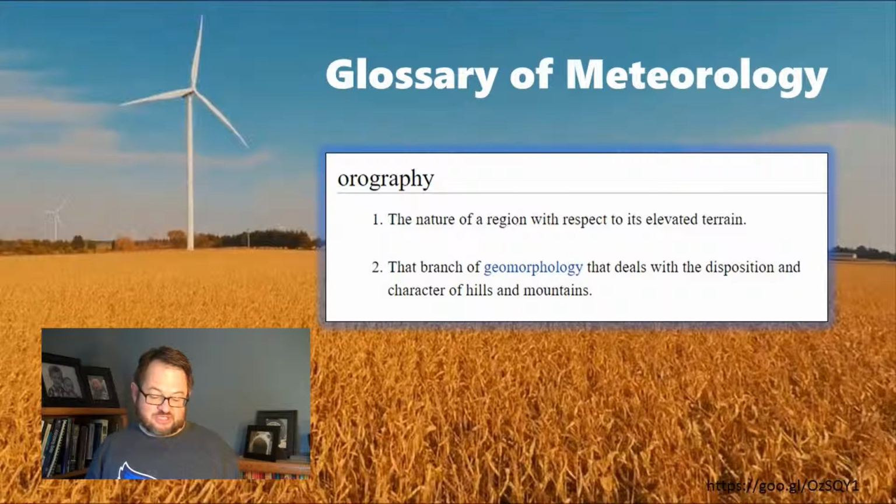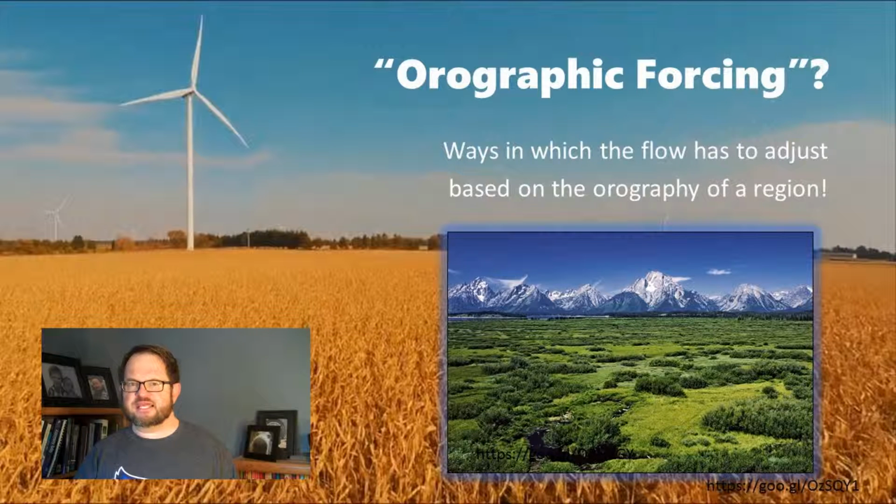The Glossary of Meteorology gets a little bit closer in that regard. I like their definition that says that it is the nature of a region with respect to its elevated terrain, or that branch of geomorphology that deals with the disposition and character of hills and mountains. In other words, we're talking about the nature of the shape of the surface underneath the flow. And it wouldn't necessarily have to be mountains, it can be hills and things like that as well.